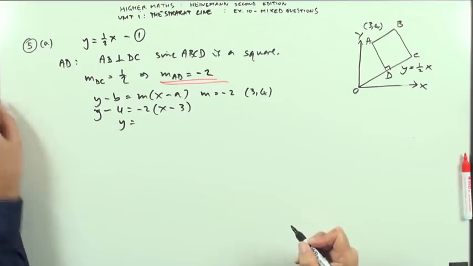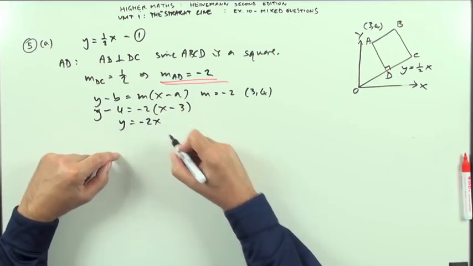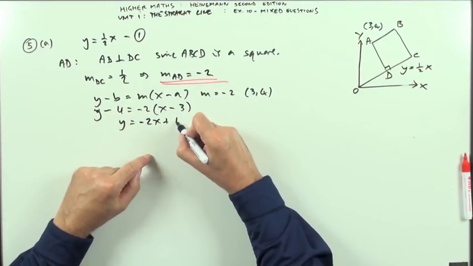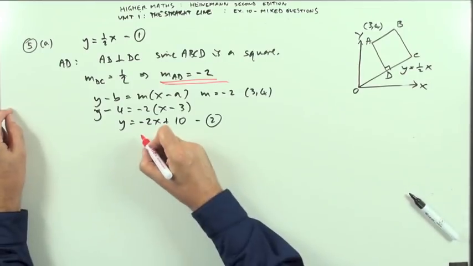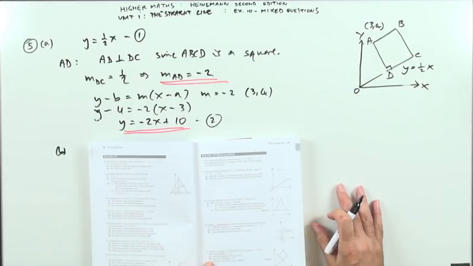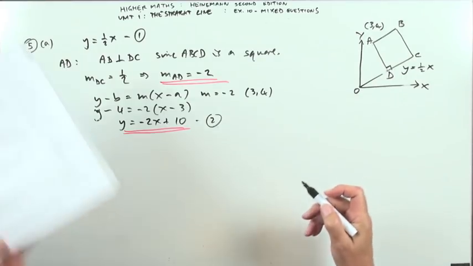That's perfect. That will go straight into the form y equals mx plus c because it's all integers. y equals -2x plus 6 plus 4, so that's plus 10. Give that a name because I will be using it. I'll call that 2 because that's my second equation that I've got on the page. Right, that was part A. And so part B, find the coordinates of D, the intersection of those two lines.